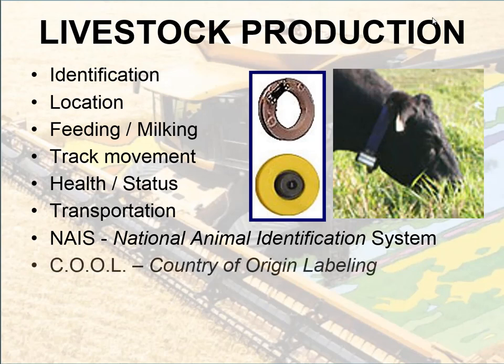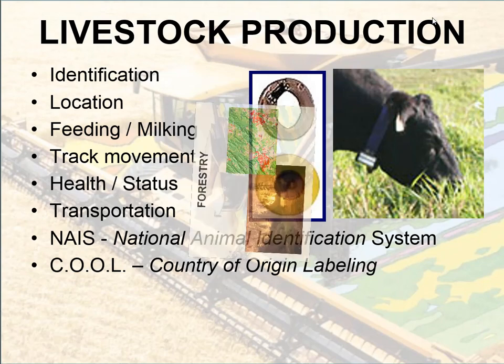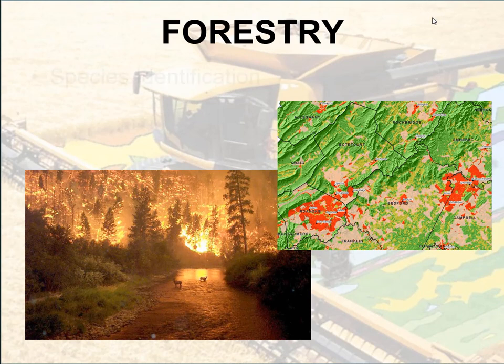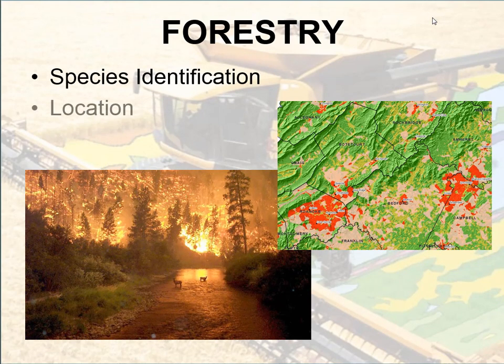Another thing we've seen is what's called COOL, which is country of origin labeling. So once again, it's back to that tracking and transportation: where did this animal product come from? Which country did it come from? So we're going to start seeing a lot more of how livestock are being utilized in terms of precision ag. As I mentioned earlier, forestry, just a few ideas.